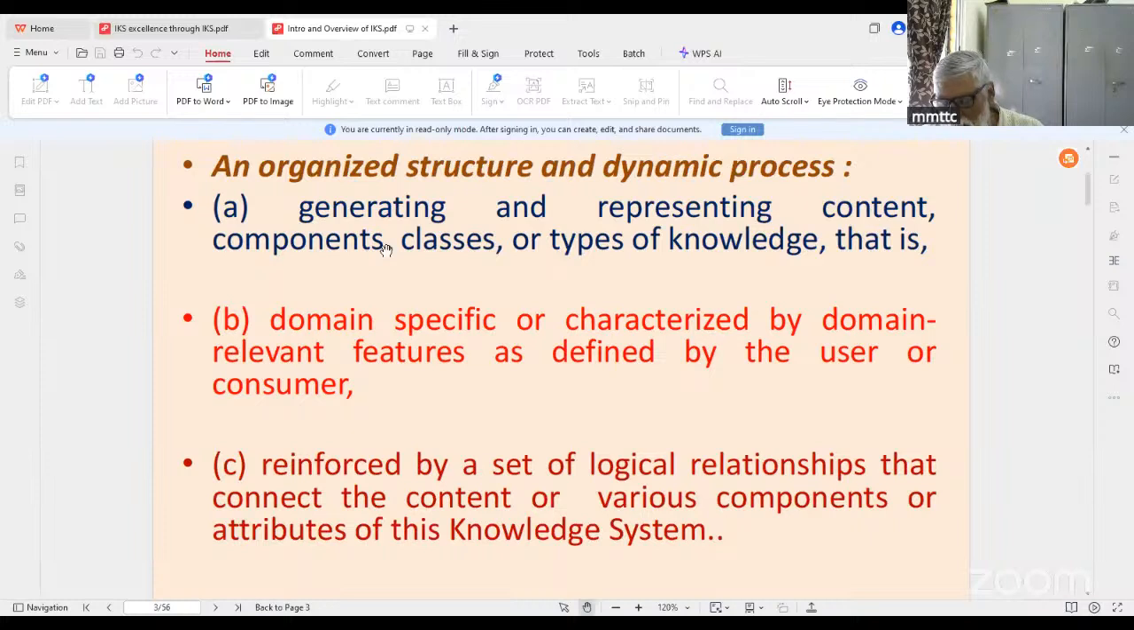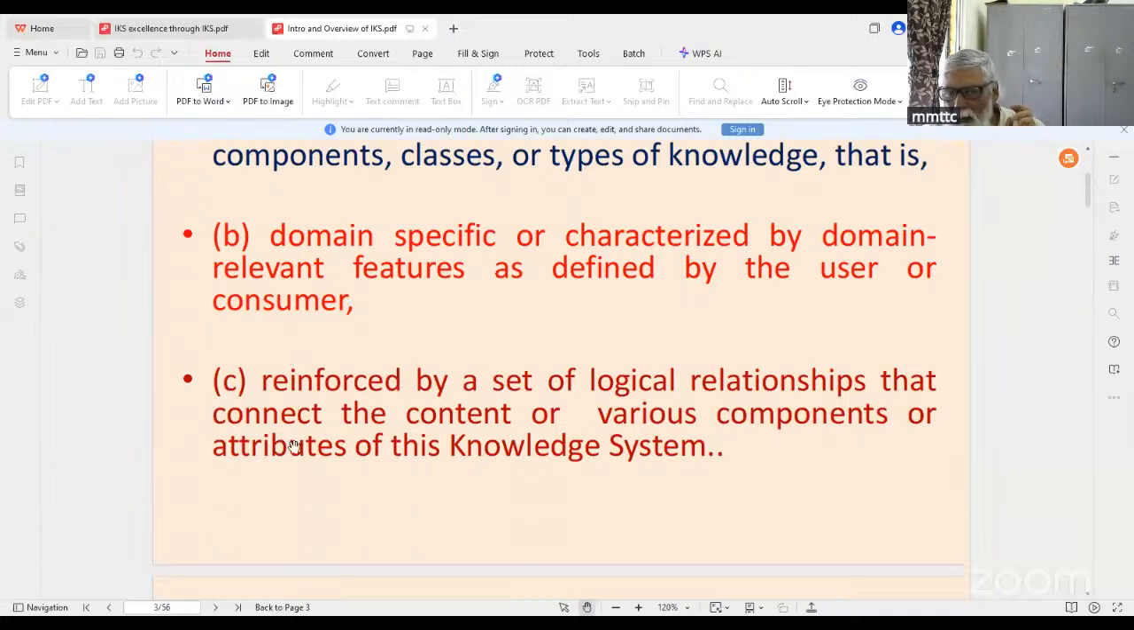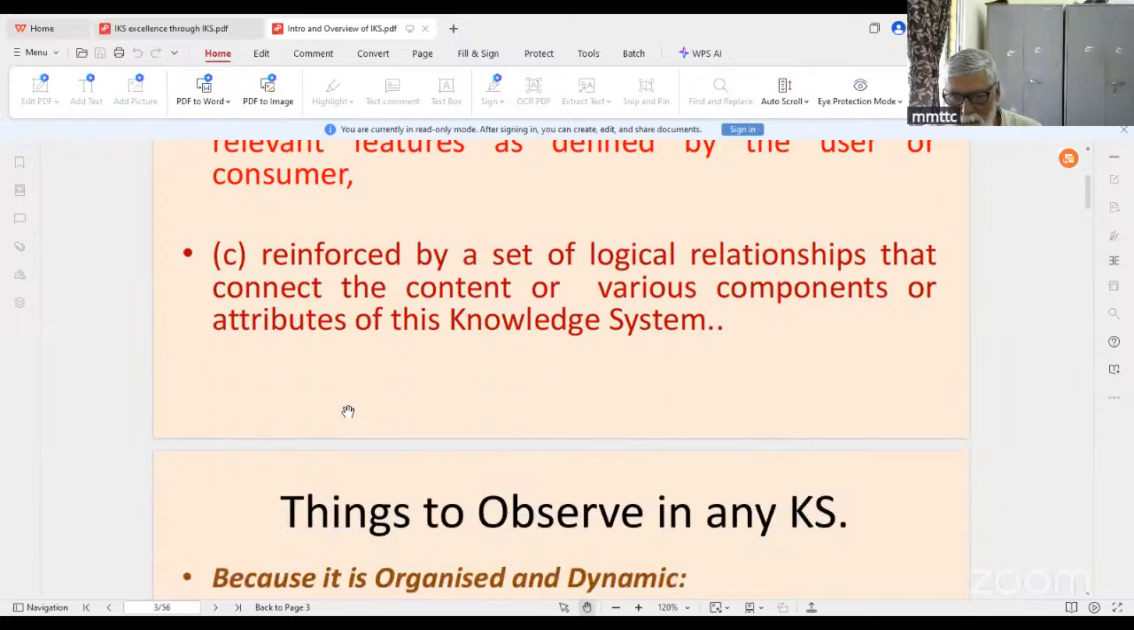It looks at large amount of generation, representation, content related to knowledge. This knowledge could be very generic or it could be domain specific. And these components are many times reinforced by logical relationships that connect one entity to another. Okay.